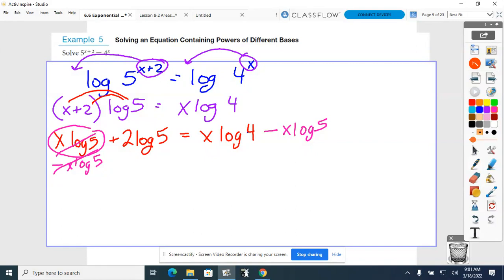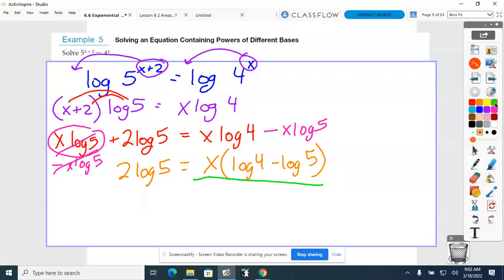And then, kind of working backwards, they both have an x in them, so I can take the x out. That's just a number. And that's just a number. So now I have a number equals x times a number. How do I get x alone? Divide by that number on both sides. So that number right there, log 4 minus log 5, is going to go over there.